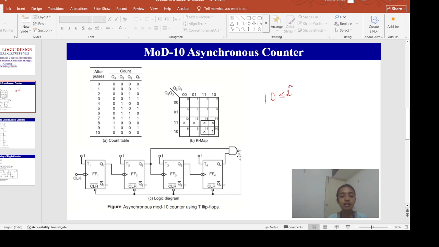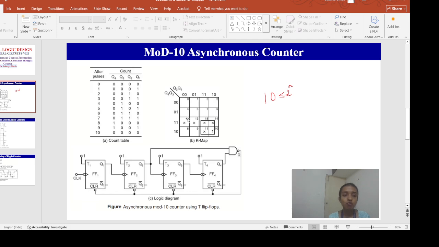will be 1, and this reset signal will be 0 for 0000 to 1001. Okay, and this R will be don't care for 1011 to 1111, right? And the count table and the K maps for the reset are shown in this figure.